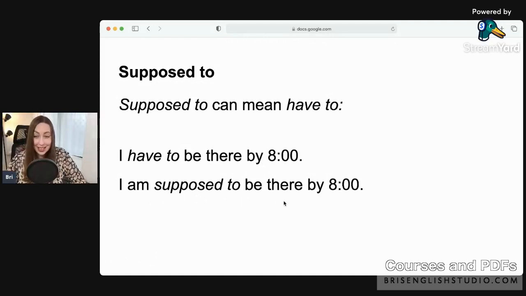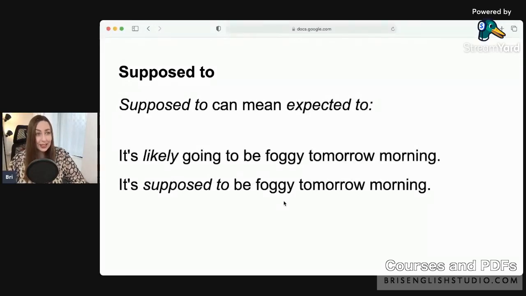Let's take a look at the next meaning. Supposed to can mean expected to.